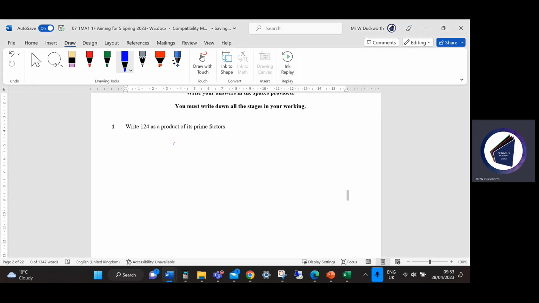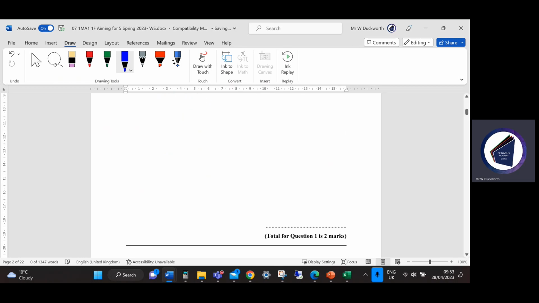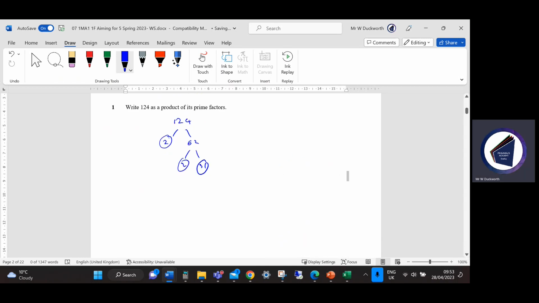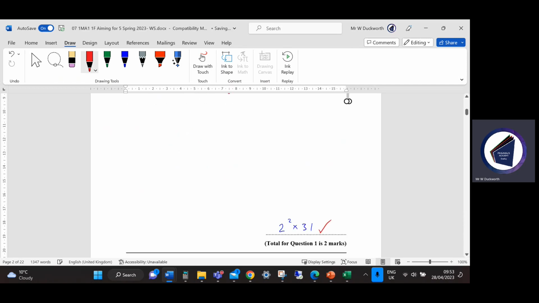Okay, so 124 is my starting point, and I'm splitting it off. I tend to pick out the lowest number straight away. So that's going to be 2 times 62, which is 2 times 31. And 31 is a prime number, so we stop there. As a product of its prime factors, that's 2 squared times 31. And that's the only one on that page. The mark scheme suggests M1 for a complete method to find prime factors, so we go M1 or tick and tick.